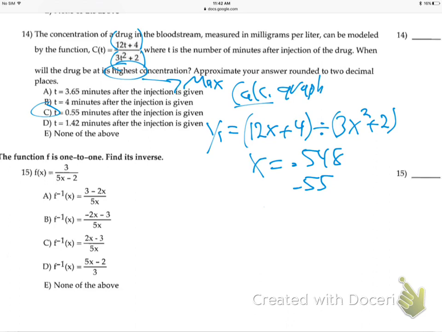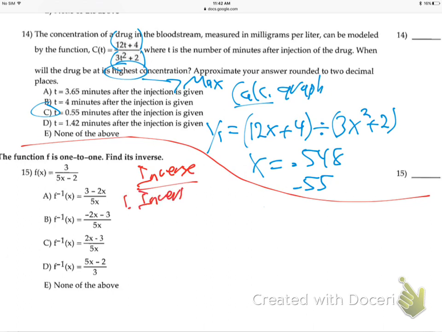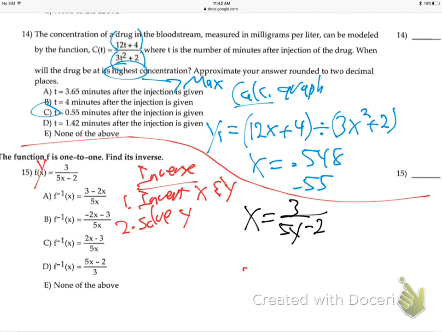Number 15, find the inverse. How do we find an inverse function? Yeah, we invert or switch x and y, and step 2, solve for y. So switch x and y, solve for y. This is y over here, as you know, f of x is y. So you got to switch them and solve. So this will become x equals 3 over 5y minus 2, won't it? So I switched x and y, solving for y. So I switched them already. All right, I switched this with this. And now I got to solve this equation for y.